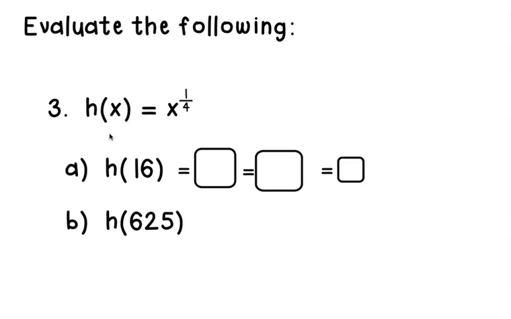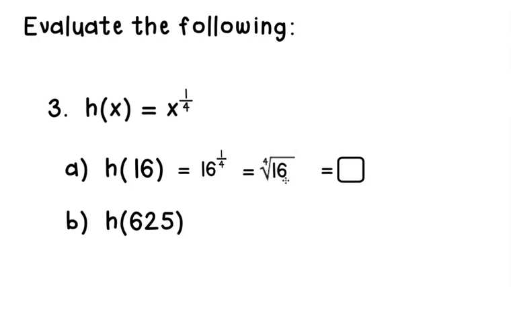And the last one is to use a function where h of x is equal to x raised to the 1/4 power. So I'm going to put in 16 for x. I want 16 raised to the 1/4 power, or the 4th root of 16. And I know that if I multiply 2 times 2 times 2 times 2, I'm going to get 16. So the 4th root of 16 is 2.